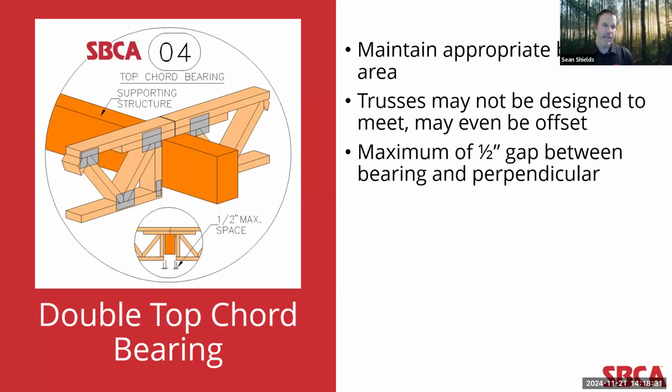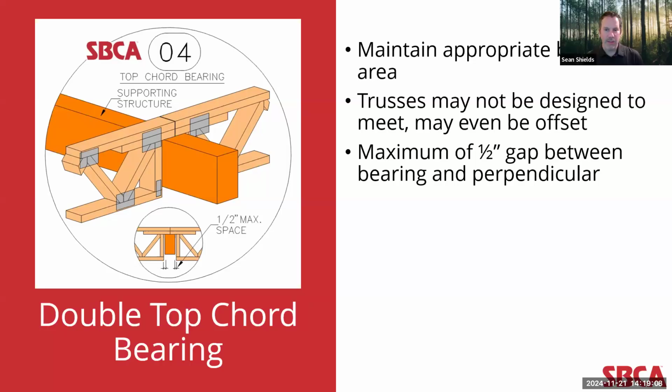So in detail 4, we see double top chord bearing. Additional bearings can be designed to the interior of a floor system to help support a floor truss system mid-span. This lessens the load reactions at the outer bearings and potentially reduces the amount of lumber and the size of the metal connector plates required for the floor trusses themselves. The important part of this detail is to maintain appropriate bearing area.